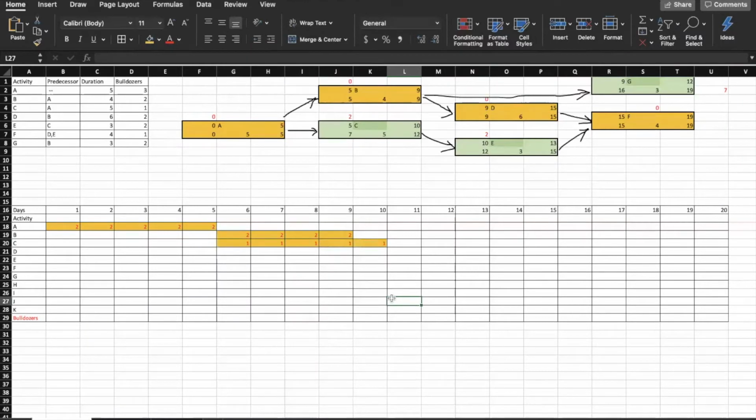Now D starts right after B, so we can start it on day 10. And for D we need 6 days. So we are highlighting 6 cells. And we need 2 bulldozers for each of those days, so we'll be putting the number 2.